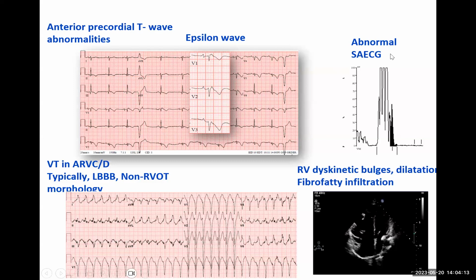Abnormal signal-averaged ECG, then the typical VTAC is left bundle morphology, of course, because it is coming from the right side. In echo and MRI, you may have dyskinetic or bulging areas, or fibrofatty changes, which are less important nowadays and may not be seen quickly, but the most important is the presence of aneurysmal dilatation in the right ventricle, like this patient.